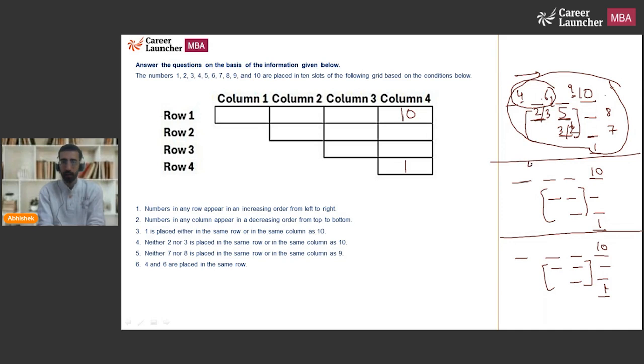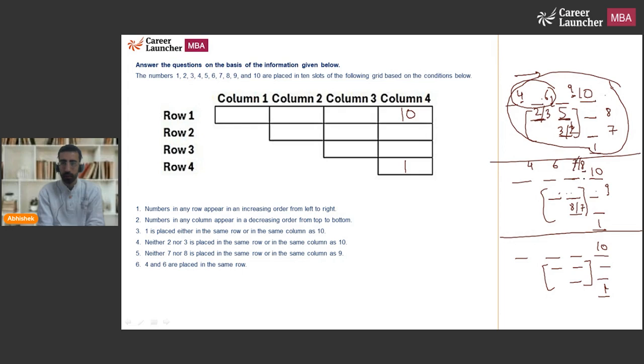Can we just try this again? 4, 6 here, but not 9 here, but here instead. Can I put 9 here? No, the problem with putting 9 here is, where do I put 7 and 8 now? Can't be put here, can't be put here. And I can't really put 7 or 8 here. So if I put 7 or 8, one empty place, I'll have to put 8 or 7 here. And what do I do with this number then?